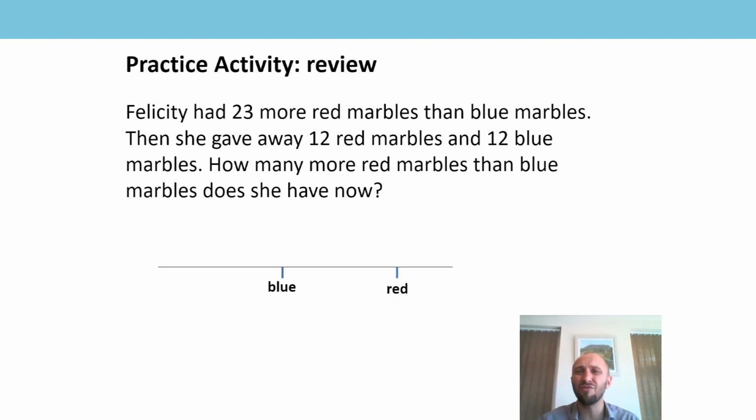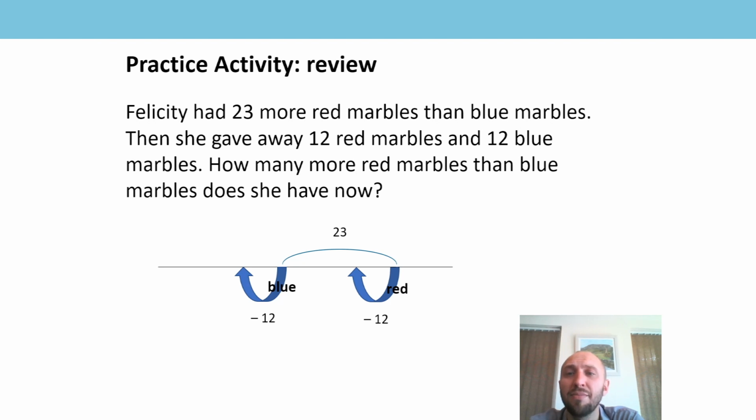A number line is a really clear way of showing this. We've got our blue and we've got our red marbles, and we knew at the start that the difference was 23. We then decreased that amount by 12. And remember, it was a decrease of 12 to both the blue marbles and the red marbles. So this means that the difference is still 23 because you have done the same to both the minuend and the subtrahend. Therefore, the difference is still the same.